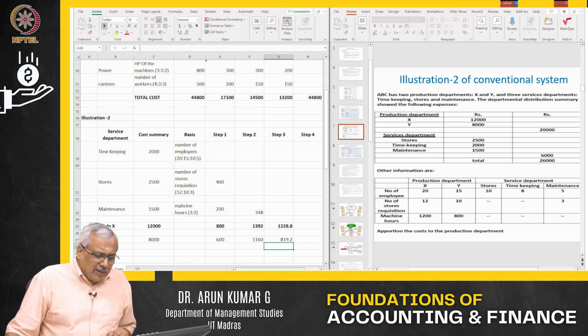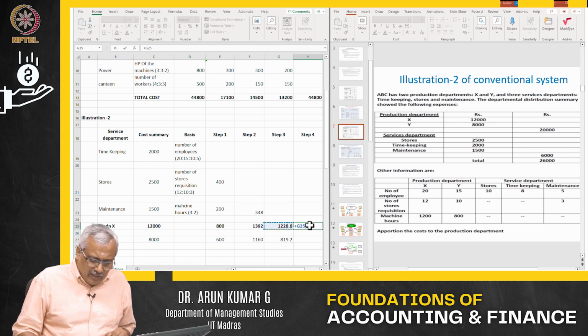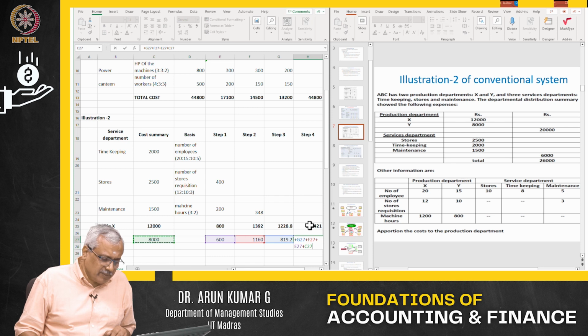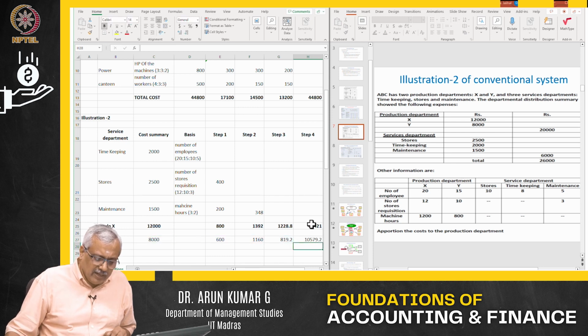So, now what happens? Now, I want to know step 4: what is the total cost of the production department? The total cost of production department X is the sum of all these costs that are allocated to it. This is the total cost of production department X, and this is the total cost of production department Y out here. These are the 2 basic costs that we have.